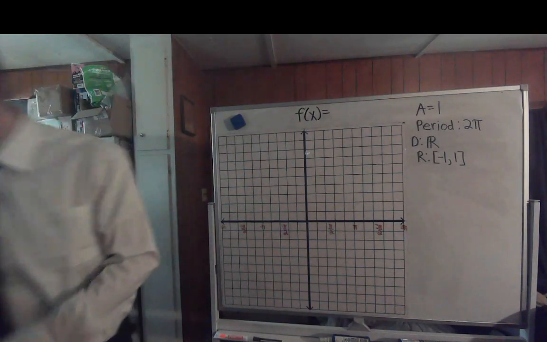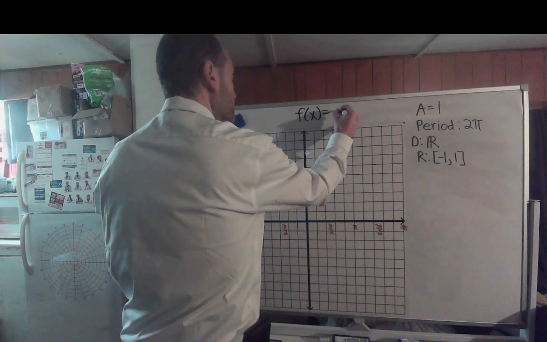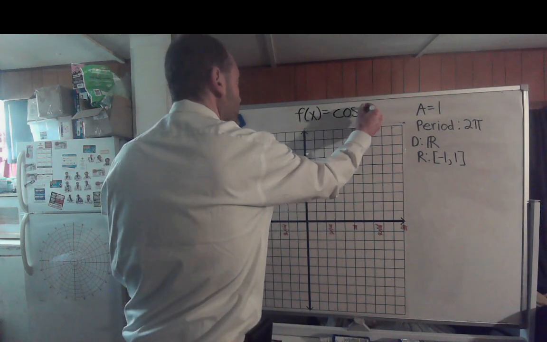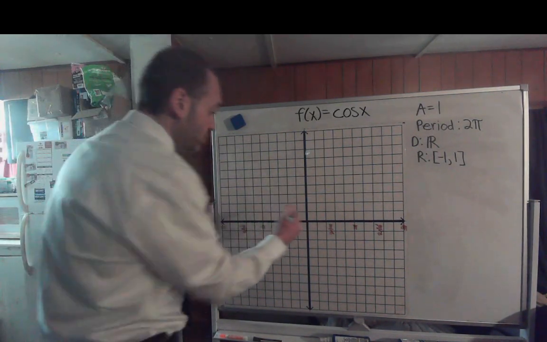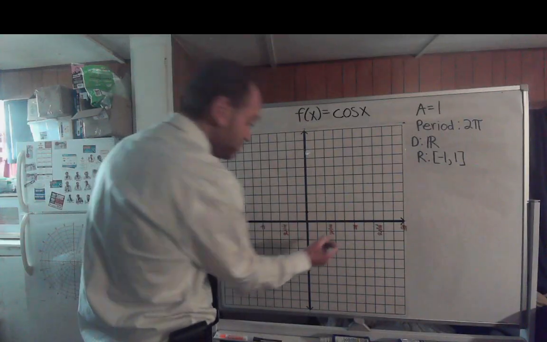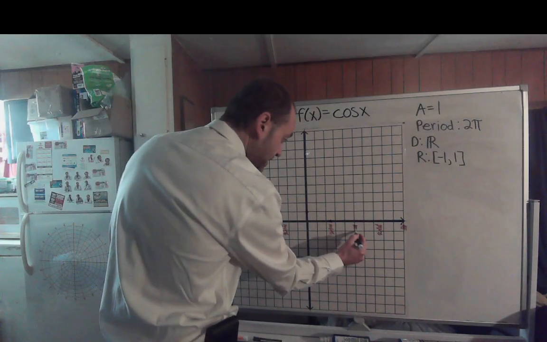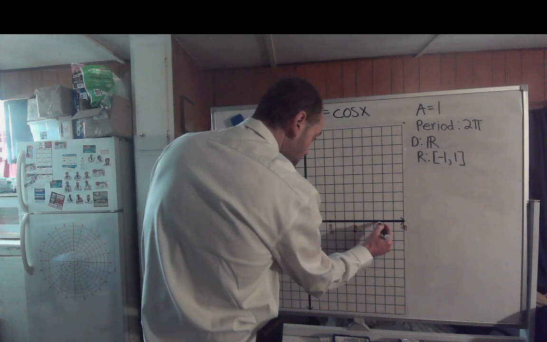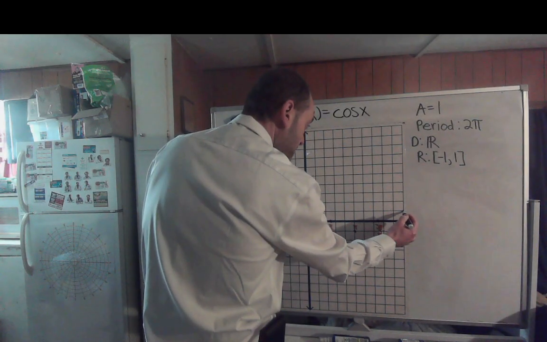So let's graph the cosine function in real time. So f of x equals, this time, okay, I got the right color, f of x equals the cosine of x. Alright, so what's the cosine of 0? That's actually 1. What's the cosine of pi over 2? That's going to be 0. What's the cosine of pi? That's negative 1. Cosine of 3 pi over 2 is 0. And then the cosine of 2 pi is 1.